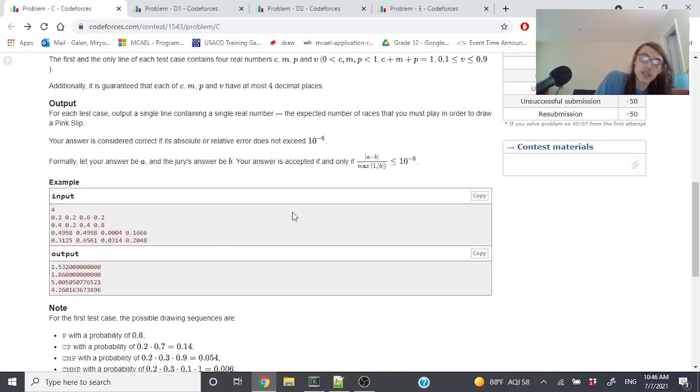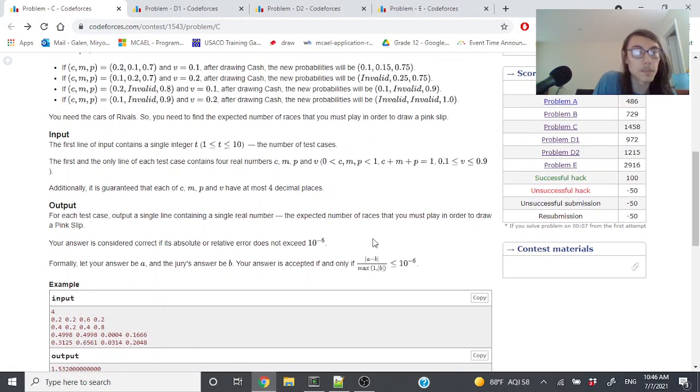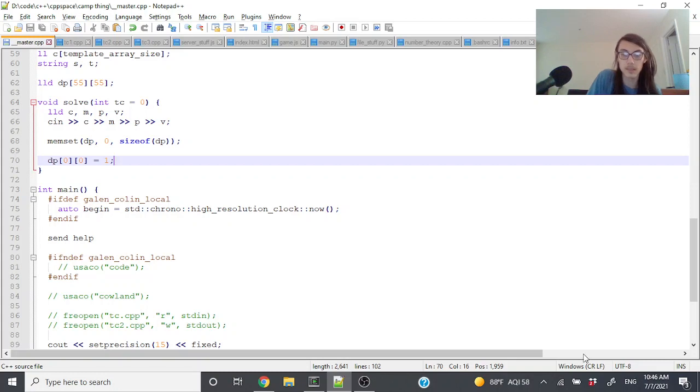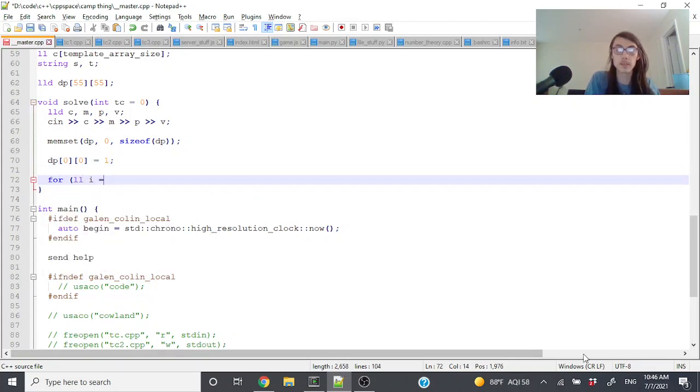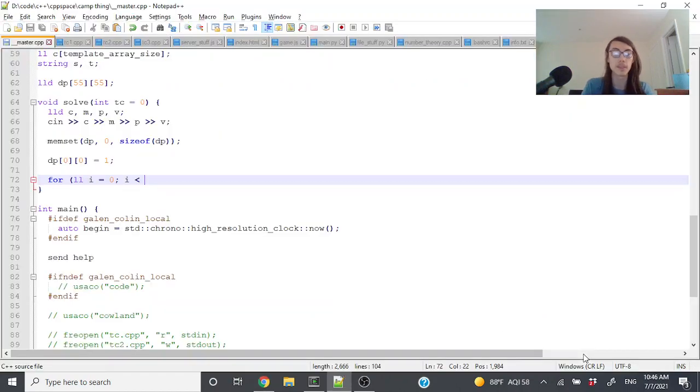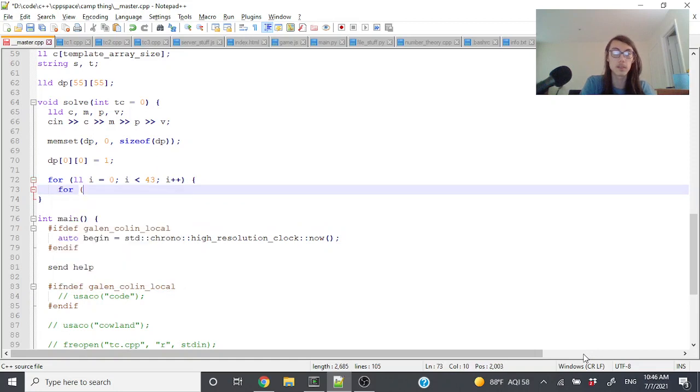So basically the dp of x and y is the probability of picking this many C's and this many M's in general. That's our current state. So for i equals 0, i is less than something. Well, okay. So 0.1, at each move, either C or M loses V over 2. So the number of moves that can be made at most is 40. So we can do like 43 or something. j equals 0, that's 43, j plus plus.